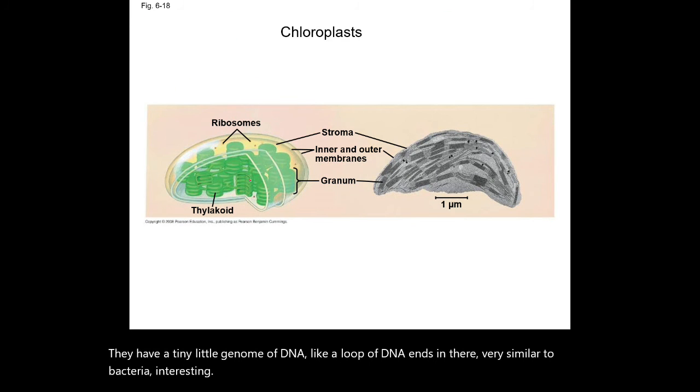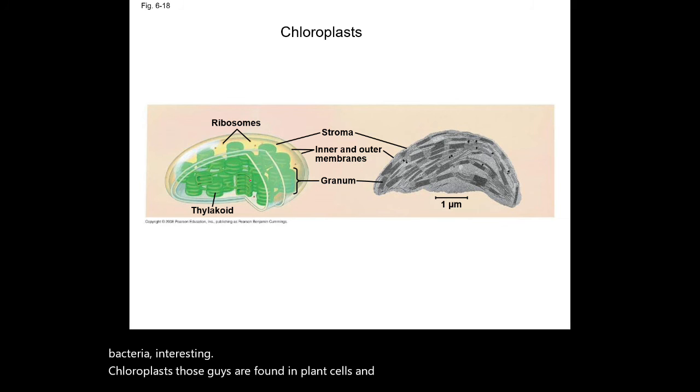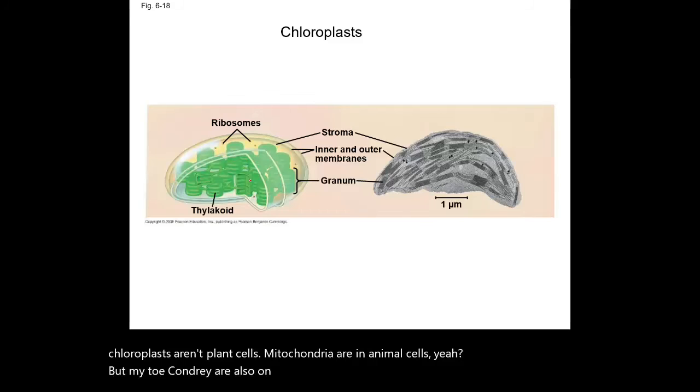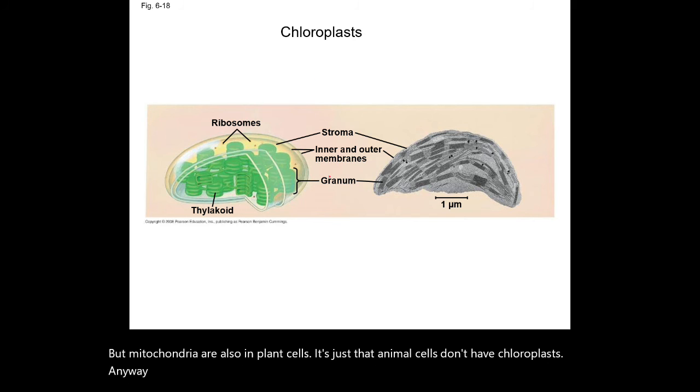Chloroplasts, those guys are found in plant cells. And by the way, don't be misled and think, oh, chloroplasts are in plant cells, mitochondria are in animal cells. Yeah, but mitochondria are also in plant cells. It's just that animal cells don't have chloroplasts. Anyway, chloroplasts have a bunch of membranes also.